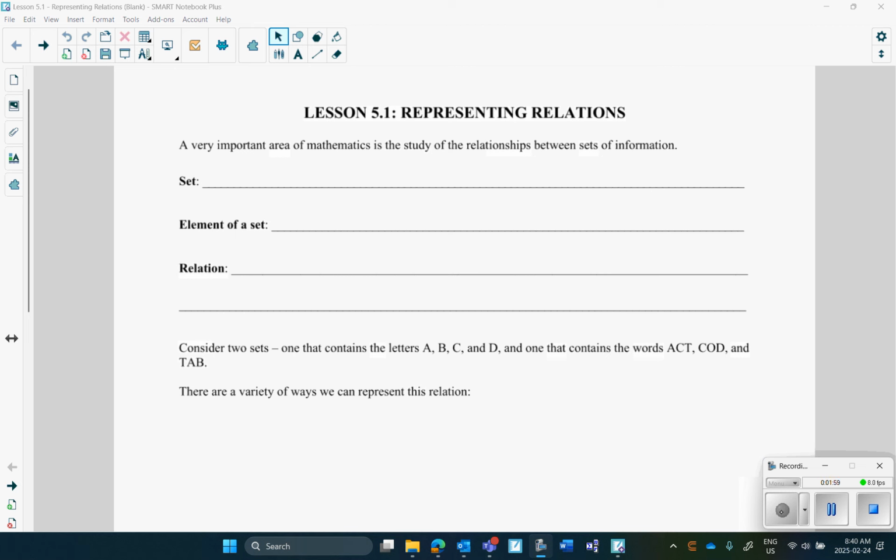So before we get into it, we got to know some terms. These three terms. A set, okay? A set is a collection of information.